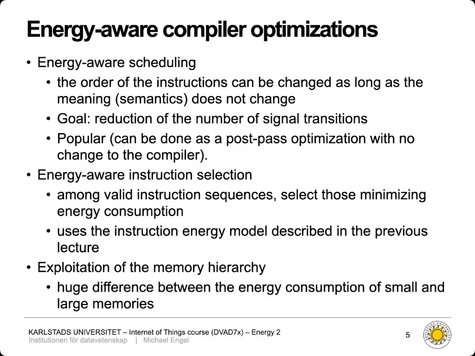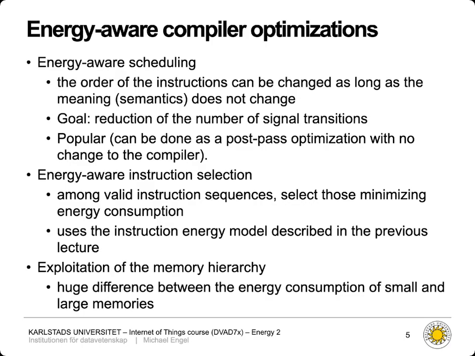So the goal for energy-aware instruction scheduling here is to try to reduce the number of signal transitions. So we've seen that signal transitions are a major contributor to dynamic power consumption in chips. And this is pretty popular since this is very easy to do. As a post-pass optimization, we don't even have to change the compiler. We could actually use simply the assembler output from a compiler and then run a separate energy optimizer on this output code.